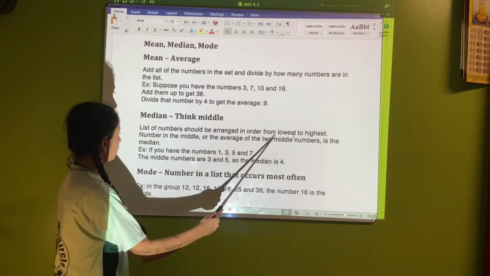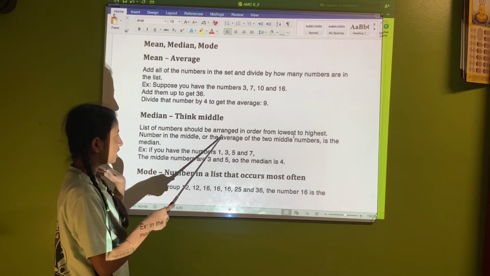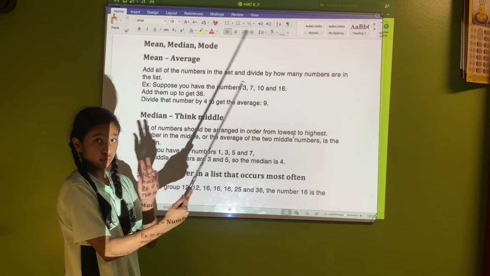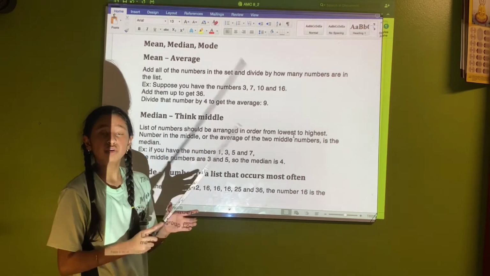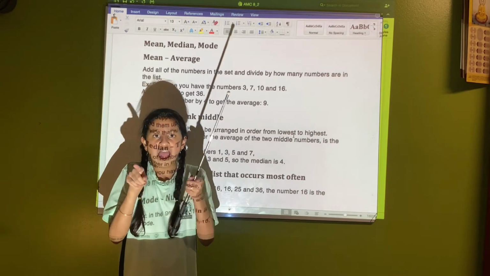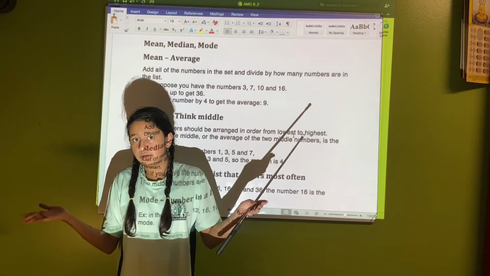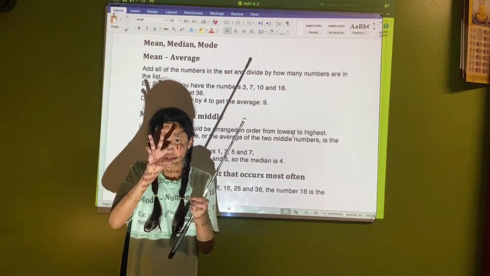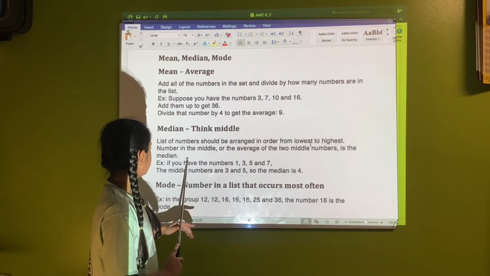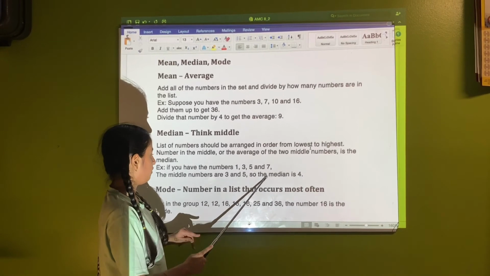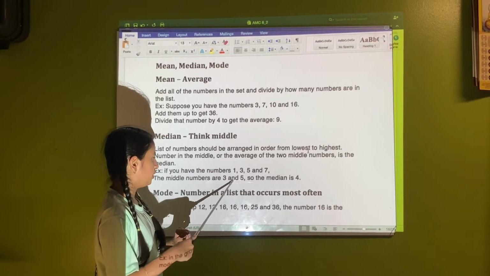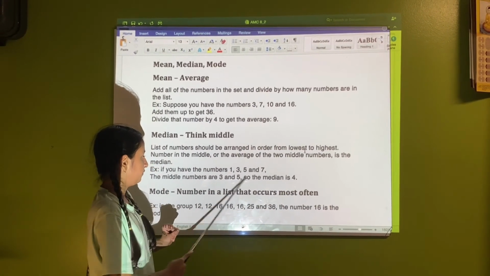Median, think middle. If there's a list of numbers, it should be arranged in order to find the median. The median is the number right in the middle, or the average of the 2 middle numbers. If it's an even number of numbers, you're going to have to do an average. If odd, you're going to have it. That's the median. Example, 1, 3, 5, 7. The average of 3 and 5 is 4, so yeah.